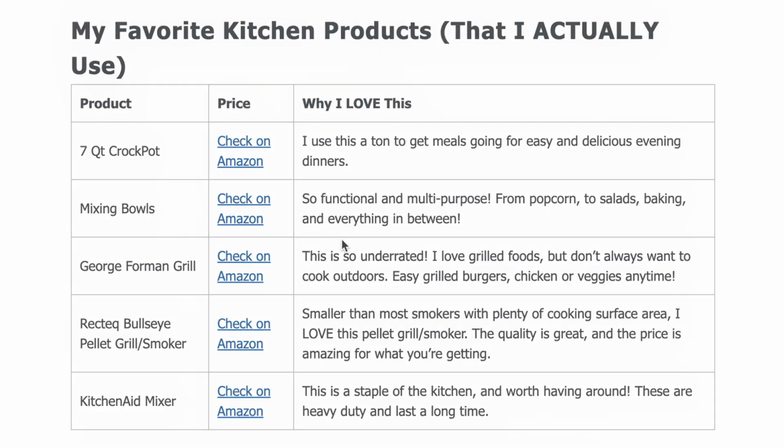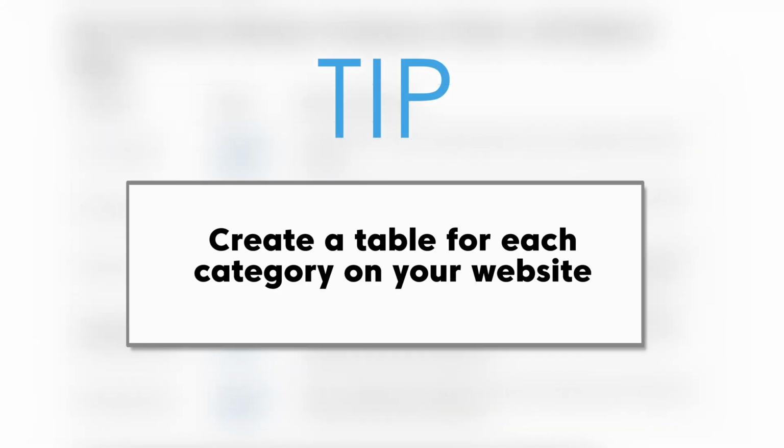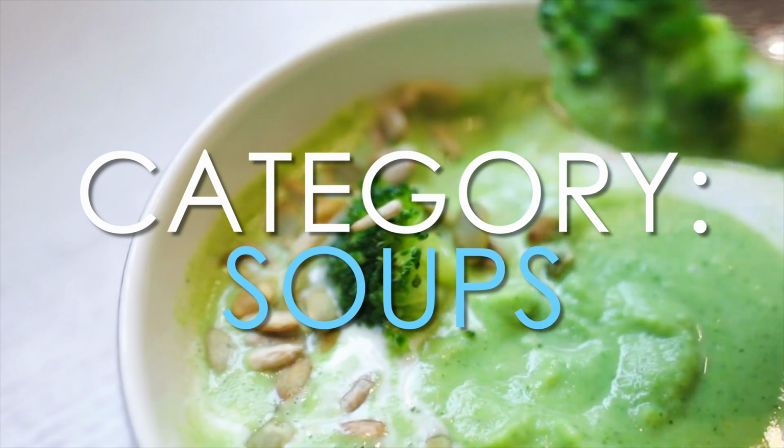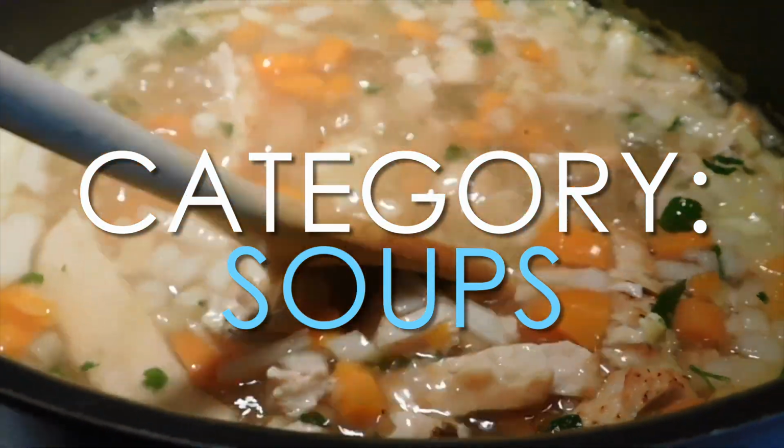An even better way to do this, by the way, which isn't what we did here, because we decided to go with the top blog posts on the entire website, no matter what topic they were about. But if you decide to do this by category, you can make a little table like this for each of the different categories on your website. So, if we had one specifically for soups, right? There are certain things that you're going to use for soups that you don't really use with much other stuff.